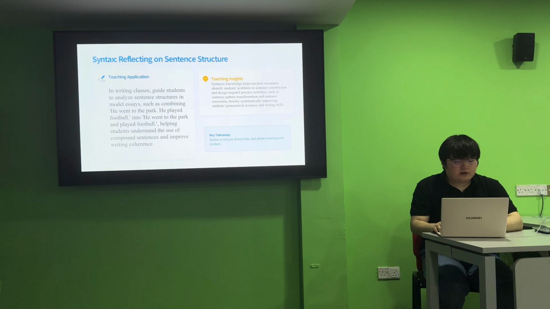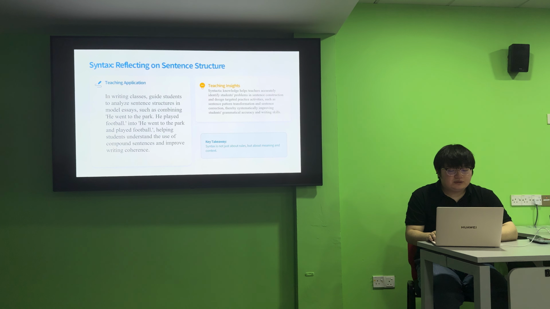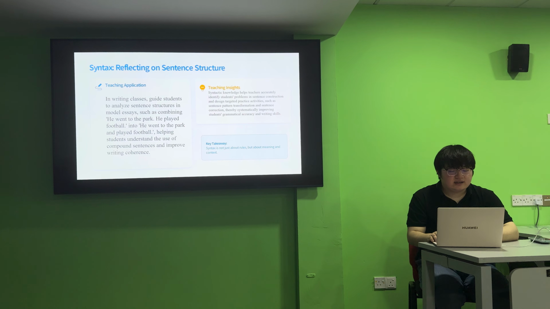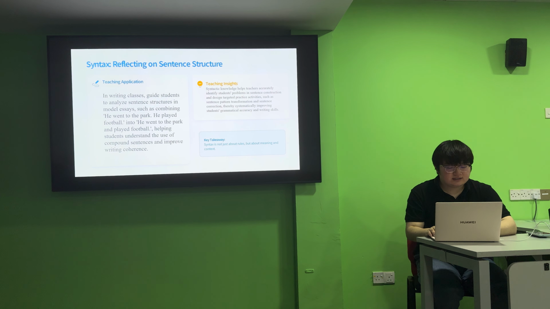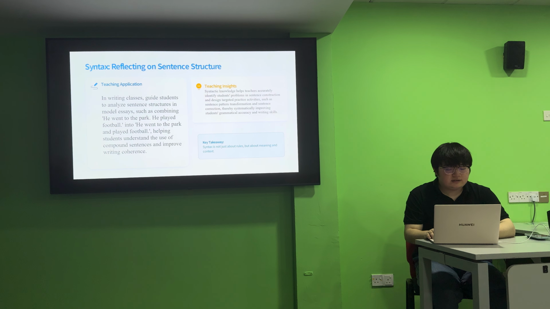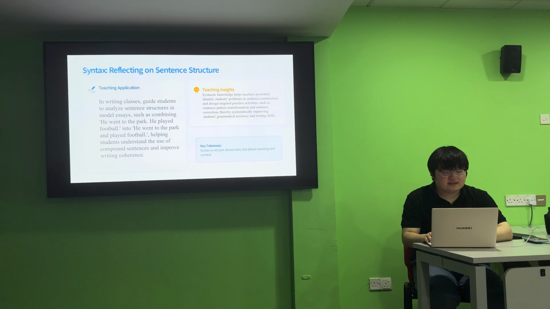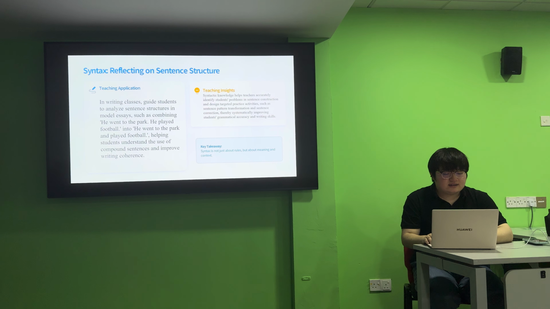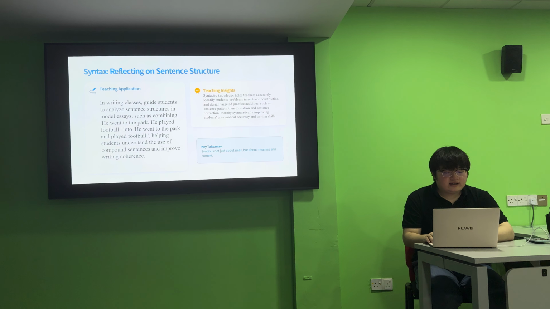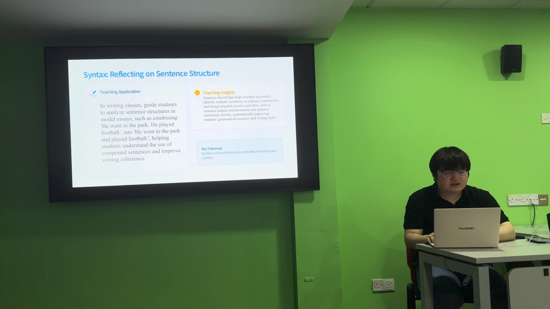Syntactic knowledge allows me to accurately identify students' difficulties in sentence structure and design targeted practice activities, such as sentence pattern transformations and mistake correction exercises. This systematic approach significantly enhances students' grammatical accuracy and writing skills.